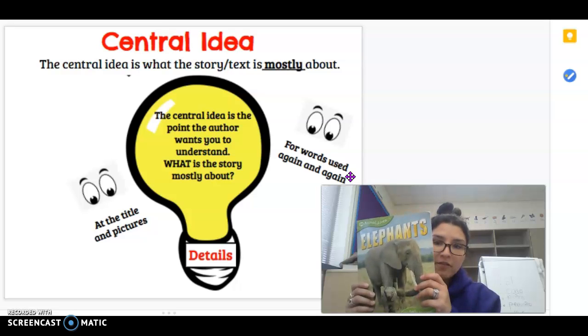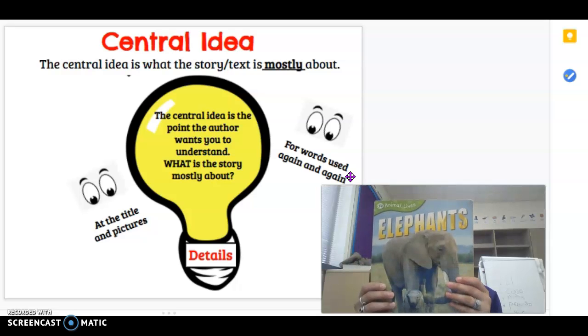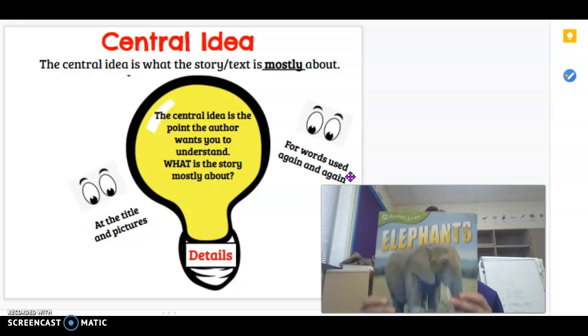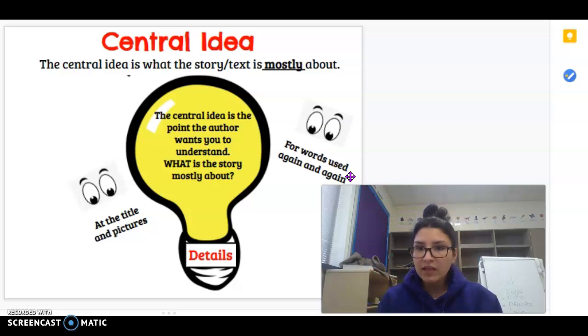So in this book, Elephants is an example of informational text. We will learn all about elephants, where they live, what they eat, where they sleep, all sorts of things, okay? So that's an informational text. So one more time, central idea. The central idea is what the story or text is mostly about.